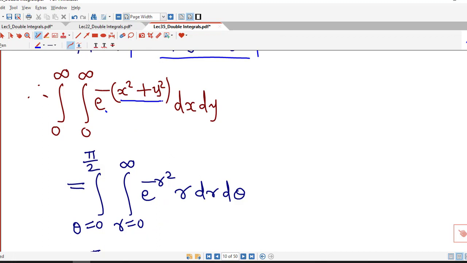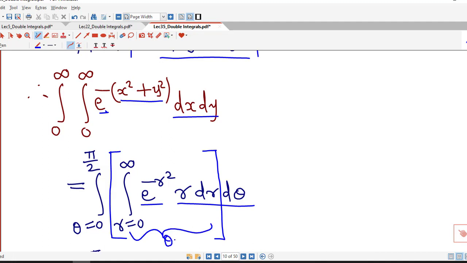Here we put x square plus y square equal to r square. So we have e raised to minus r square. dx dy is replaced by r dr d theta. Limits of r are from 0 to infinity. Theta is from 0 to pi by 2. So first we integrate this function with respect to r. So this is the inner integral. Here we consider the other variable theta as constant.